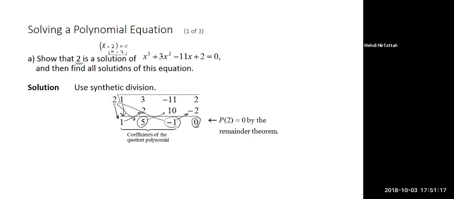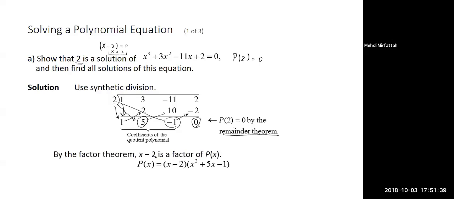We could also evaluate P of 2. If I evaluate P of 2 and find that it is equal to 0, that would also prove that 2 is a solution and x minus 2 is a factor, using the remainder theorem that we discussed last time. By the factor theorem, x minus 2 is a factor of P of x. So I can write x minus 2 as one of the factors. The other factor would be right here. We have 1 times x to the power of 2. The degree of this is 1 less than the degree of what we have.